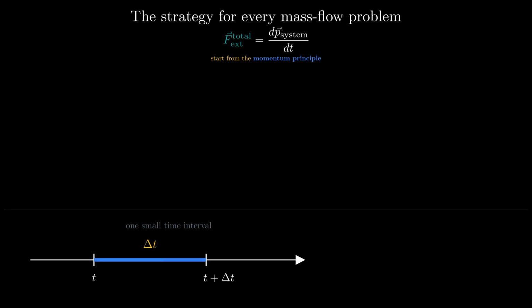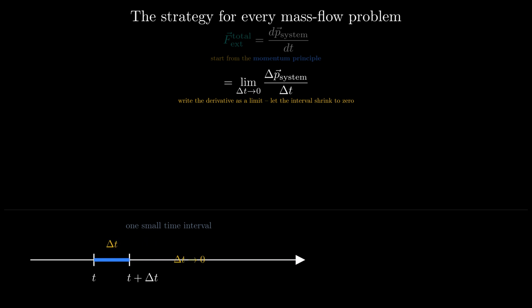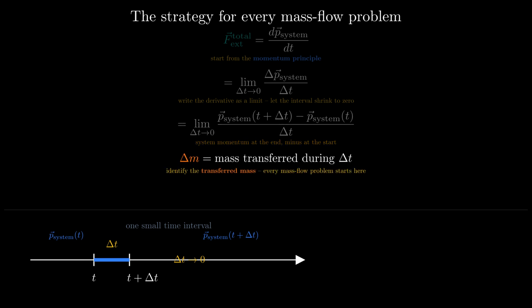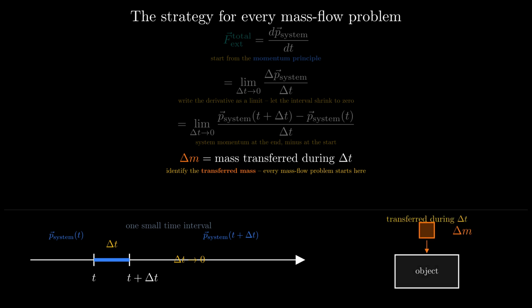Here is the strategy for every mass flow problem. Analyze how the momentum of each piece of the system changes over a small time interval from t to t plus delta t. Then take the limit as delta t goes to 0. That limit evaluates the derivative explicitly. The total external force equals the limit as delta t goes to 0 of delta p over delta t. Written out, the system momentum at time t plus delta t minus the system momentum at time t all divided by delta t. One quantity demands special care: delta m, the mass of material that flows into or out of the object during the interval delta t. Every mass flow problem begins by identifying it.